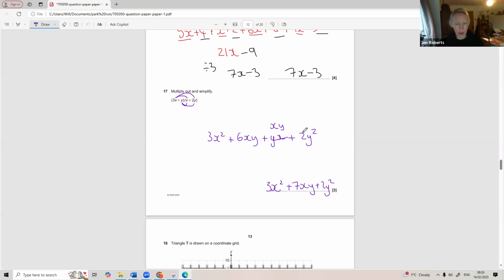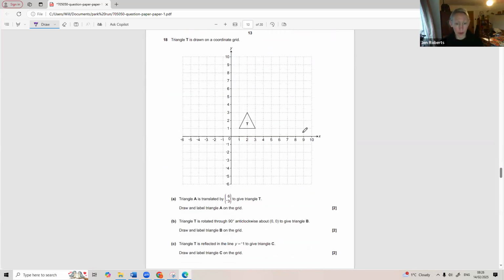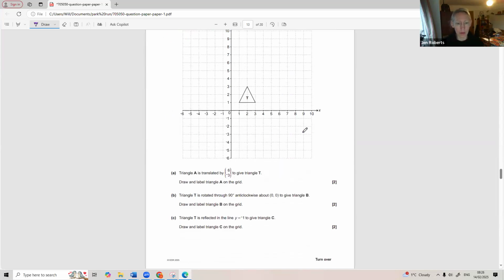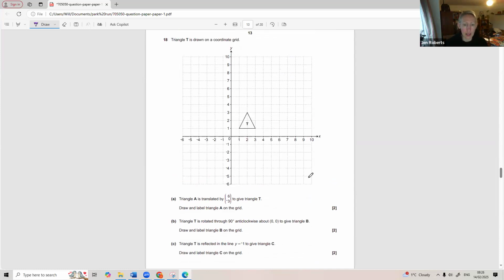Right, this is one that's a bit difficult for me to show on the board for the rotation bit, but I'll show you the other bits. I'll explain what to do for the rotation part. Part B: the triangle A is translated by 6, minus 3 to give triangle T. Draw and label the triangle A on the grid.